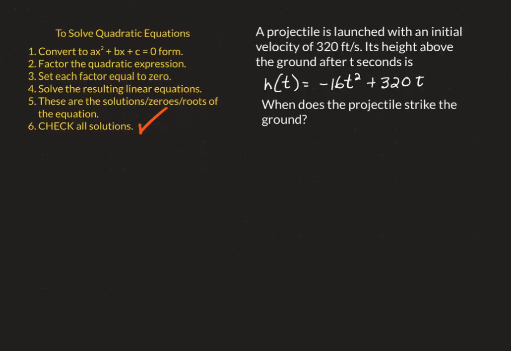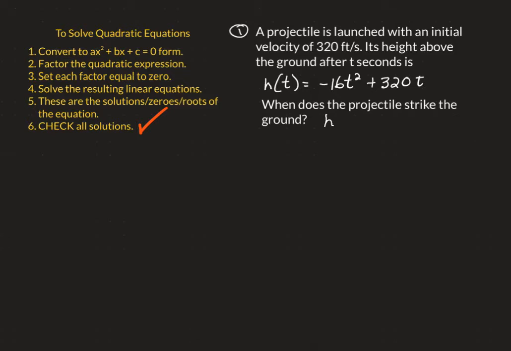So here's our first application problem for these quadratic equations. A projectile is launched with an initial velocity of 320 feet per second. Its height above the ground after t seconds is h of t, so the function of t, which is time in seconds, equals negative 16t squared plus 320t. When does the projectile strike the ground? We are assuming it's going to strike the ground and not achieve orbit or escape velocity. But at what height is it when it's on the ground?